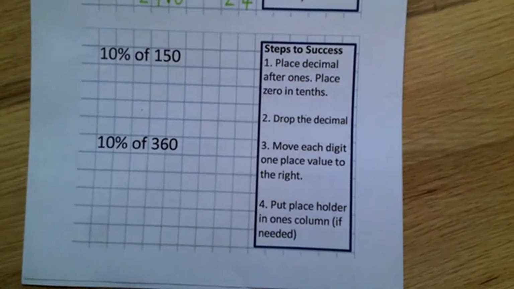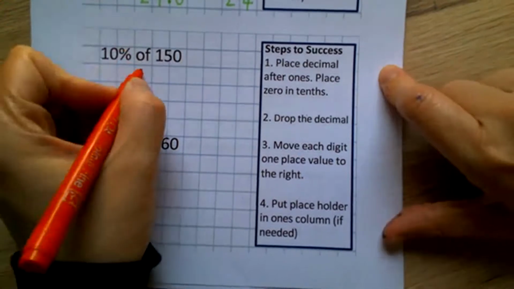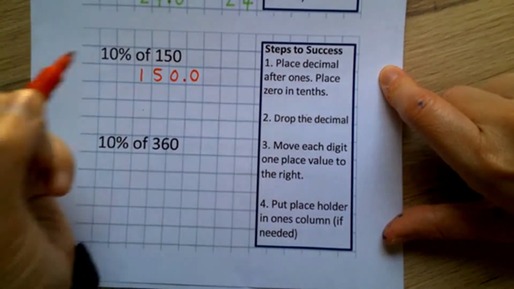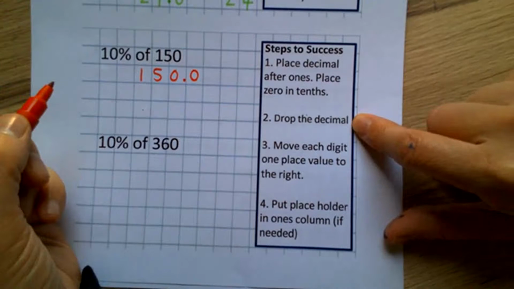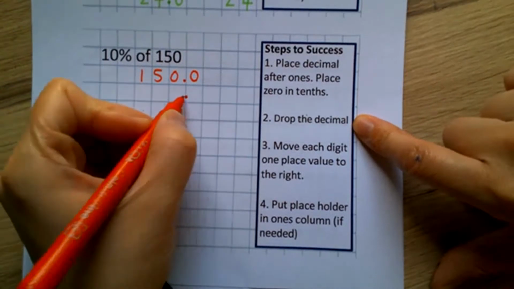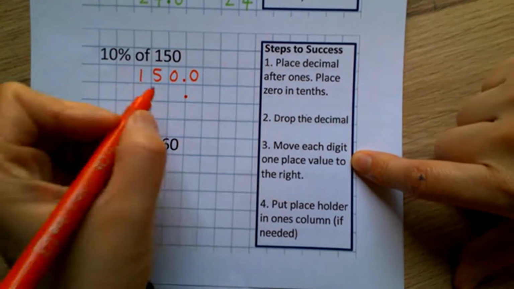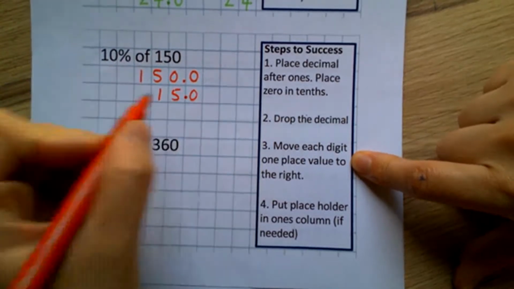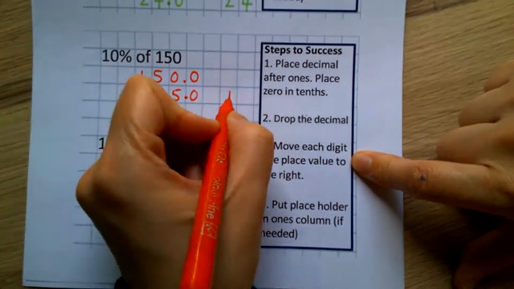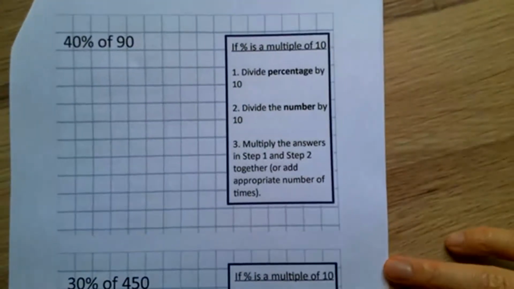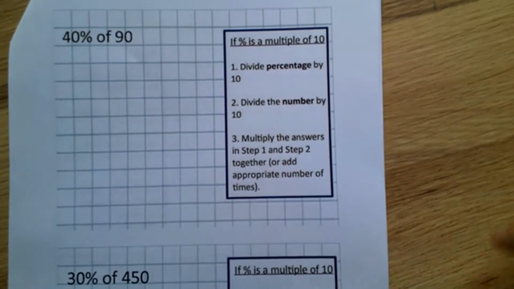10% of 150 equals. First of all, I'm going to put a decimal place after my ones, and then the 0. Then tell me, good, how many place values do I need to move each digit, and in which direction? Fantastic. Is there another way that I can write it? Yes. Super. I think we can go on to the next one, which is 40% of 90.